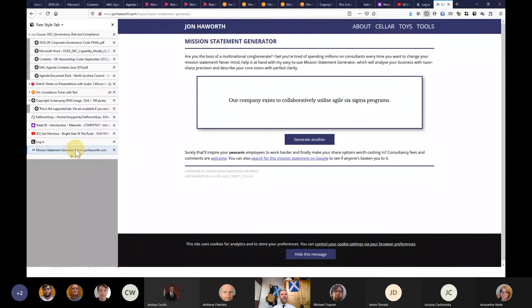A company exists to collaboratively utilize Agile Six Sigma programs. I'm sure that's a genuine one. Doesn't every company want to collaboratively leverage innovative technology to reach new levels of customer service? I genuinely think a company's used that one with me. Assertively, that's a good one. We'll assertively manage it. Assertively and paradigms in the same mission statement. Now if somebody's getting paid for coming up with a mission statement, I'm sure they just come to this website and just go for it.